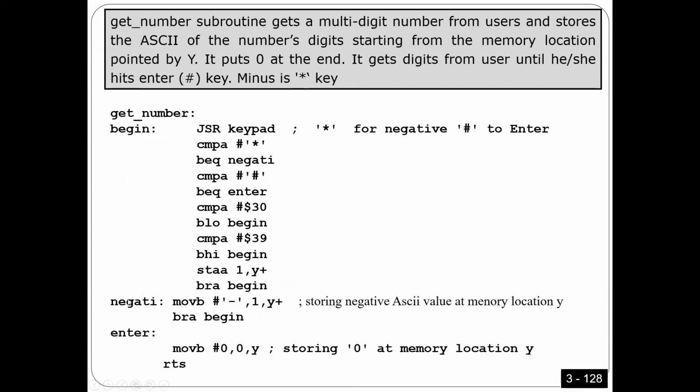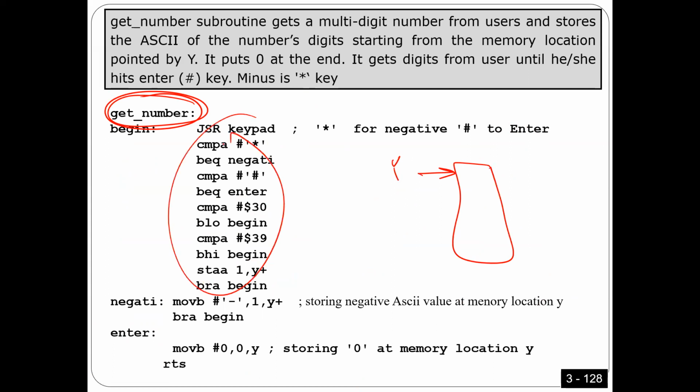Again, so now, conclusion. Now there are two functions. You should understand them. This function is get number. You should understand that before you call this function, you have to put the beginning address of the array in Y. Okay, and then this function is going to take several numbers from the user. It's going to store the ASCII here, and at the end it's going to put 0.